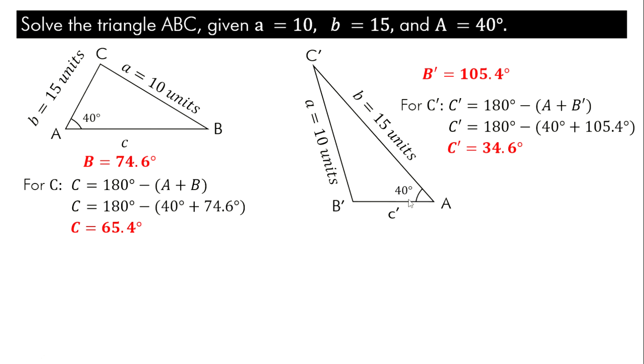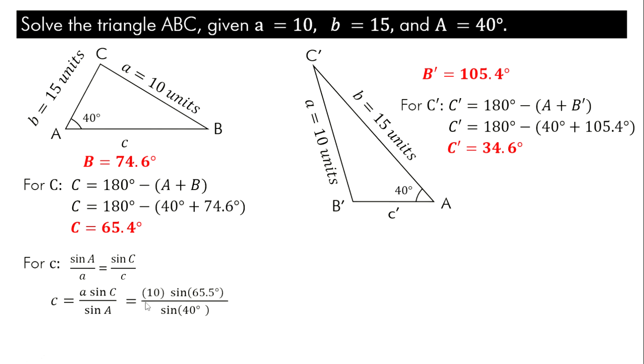For the c here, again, let's use the concept of the law of sines, which is sine A over a is equal to sine C over c. Manipulating this to find the side c, we obtain a sine C all over sine A. Then substitute the given, we'll have 10 times sine 65.4 degrees all over sine 40 degrees. If you calculate that, you will obtain the value of c, which is 14.16 units.